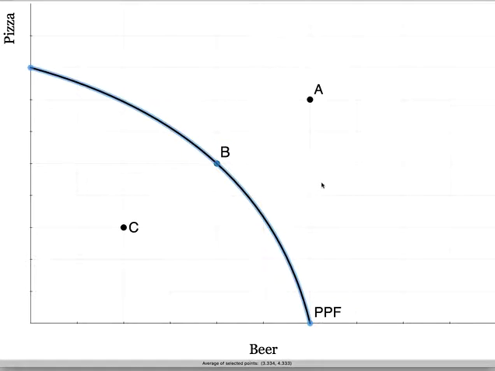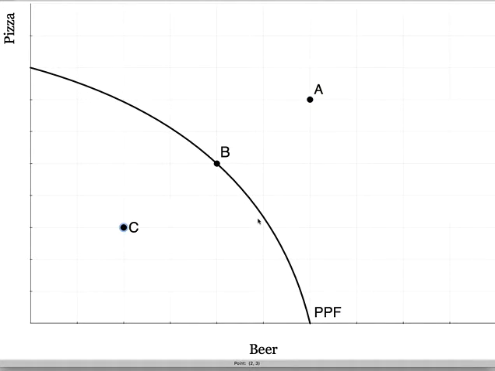So if this is the maximum that can be produced given the labor, capital, and level of technology that we have, point A entails producing outside or to the right of the PPF, which means that we don't have the resources to produce A. So A is unattainable because it's outside of the PPF, and since the PPF represents maximum levels of production, anything that entails production greater than that is impossible to attain.